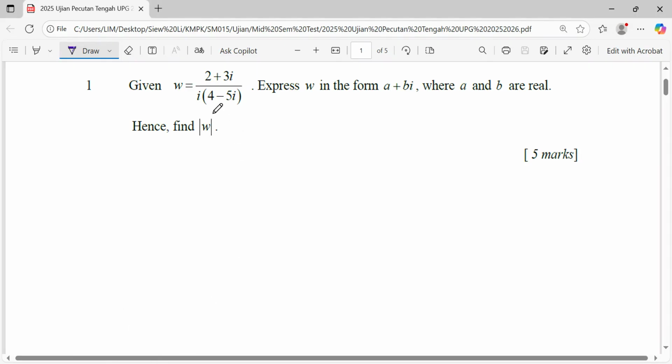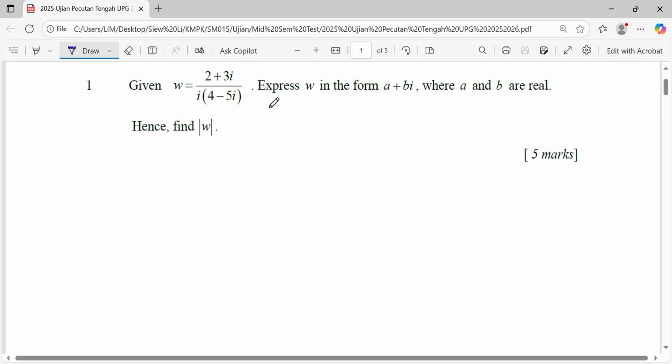Hi everyone, in this video we're going to discuss our Ujian Pecutan Tengah. So our test here involves topic 1, topic 2 and topic 5. So for number 1, it is a topic 1 complex number.